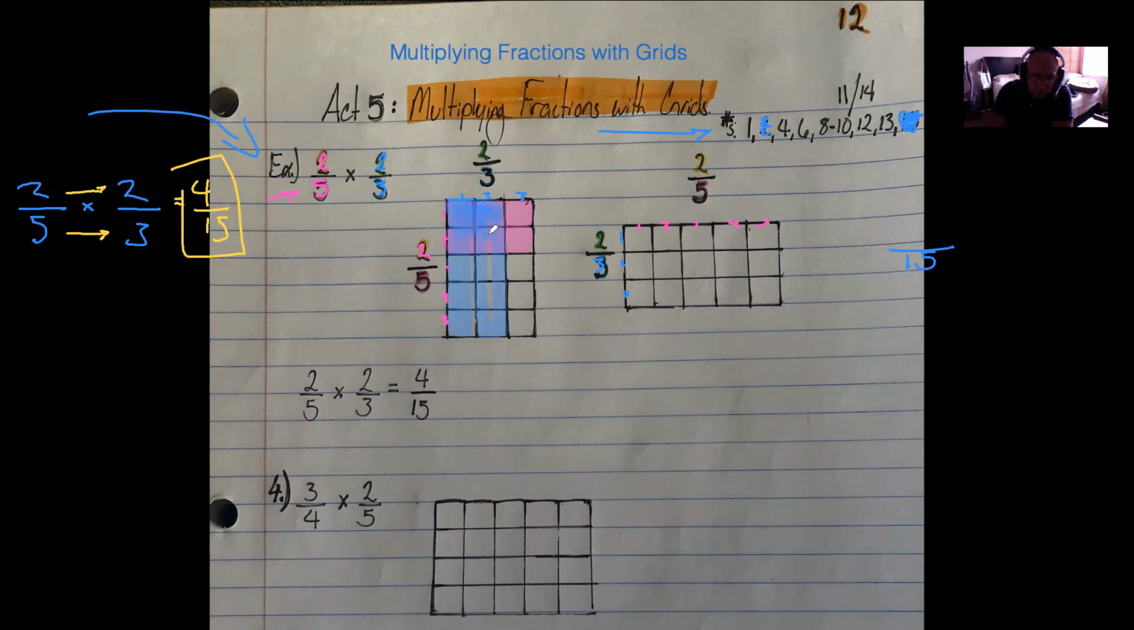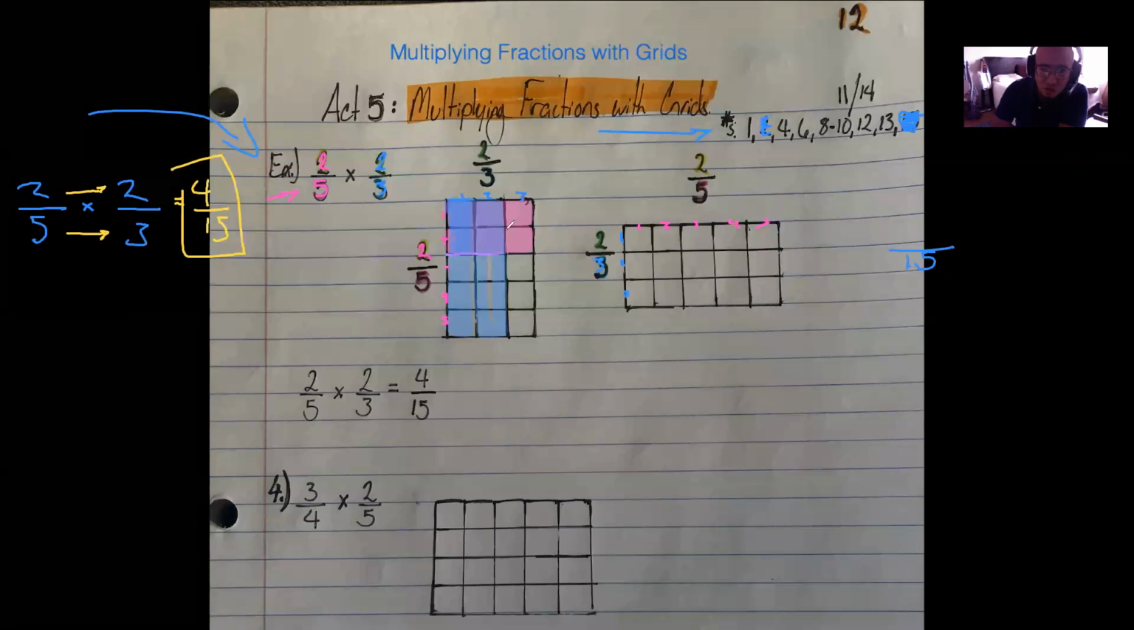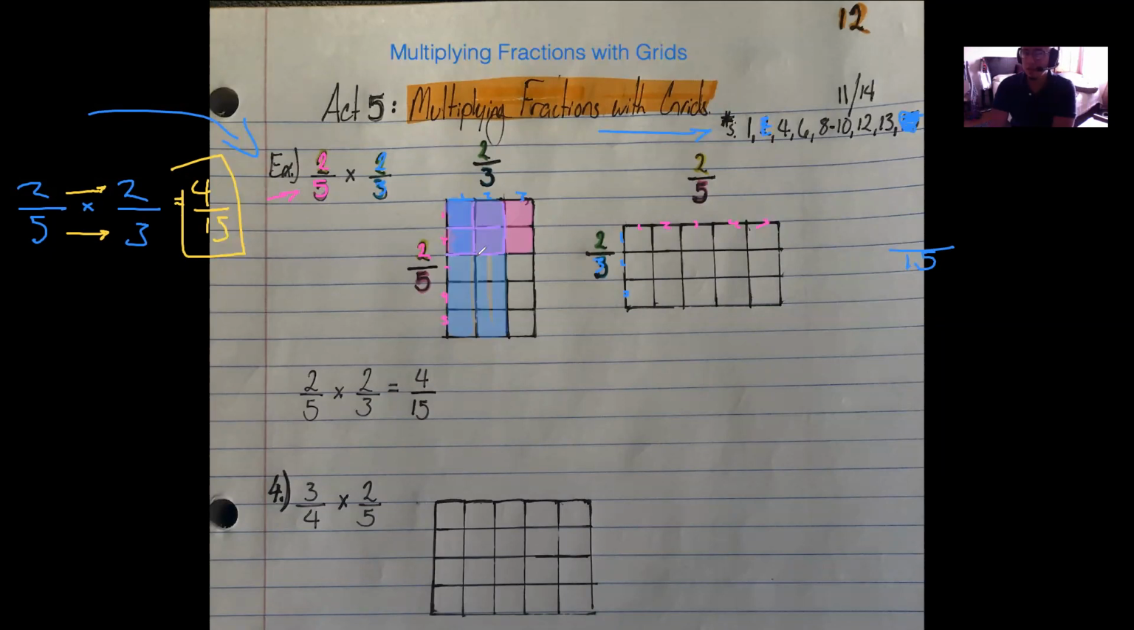So notice how I've shaded in all of this. Okay, so now we're going to ask ourselves how much is overlapping, where it's both blue and also pink. How many squares are shaded in both blue and pink? We can see that it's these 4 squares right here. These are both blue and pink. So we have 1, 2, 3, 4 out of our total of 15 squares.